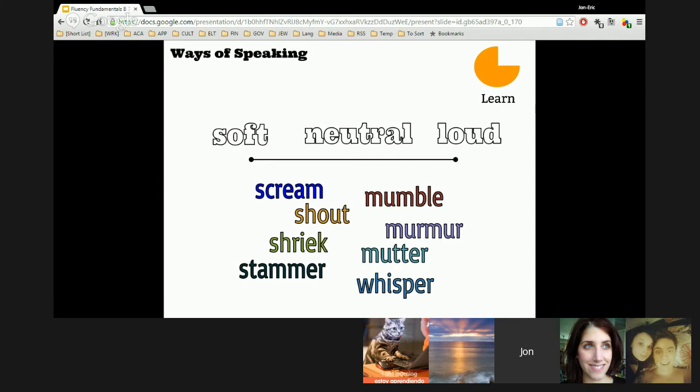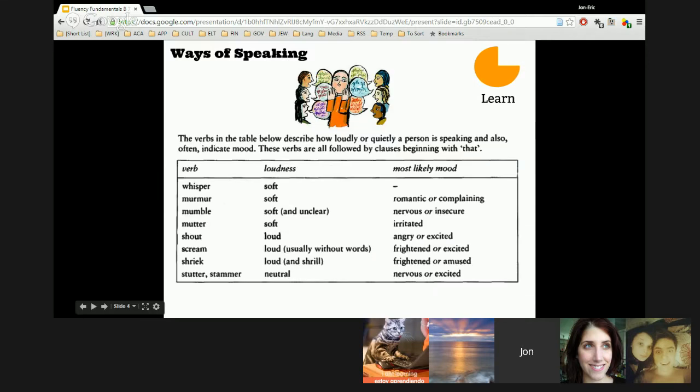Very good. So these are some ways of speaking that we've just seen, and here's a summary. I've put them each in a category, two categories: how loud they are, and the emotion that you feel. So take a look at the caption at the top. The verbs in the table below describe how loudly or quietly a person is speaking, and also often indicate mood. These verbs are all followed by clauses that begin with that. Let's make sure that's clear. When you say these verbs, you use a that.